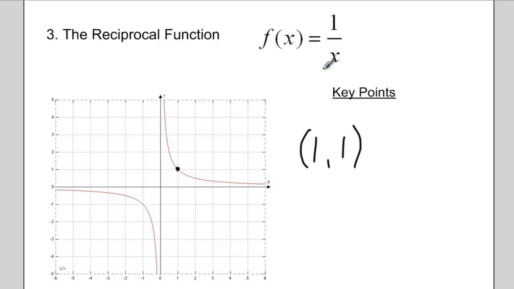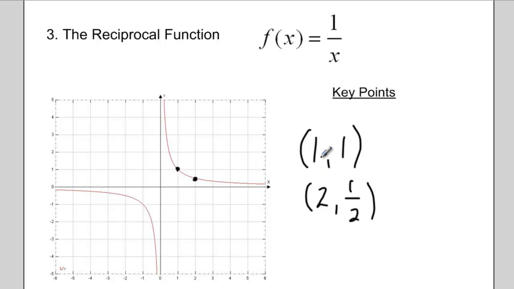I don't want to use 0 for x, because 1 divided by 0 we know is undefined. We'll get to that in a second. But let's look at another point. What happens if x is 2? Well, when x is 2, y, or f at x, is going to equal 1 over 2, or half. So that looks like another key point right there. 2 and half. Well, if I plotted that, that would be right here.